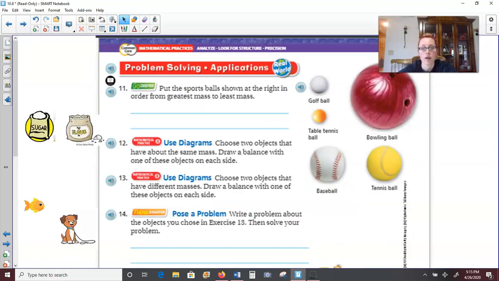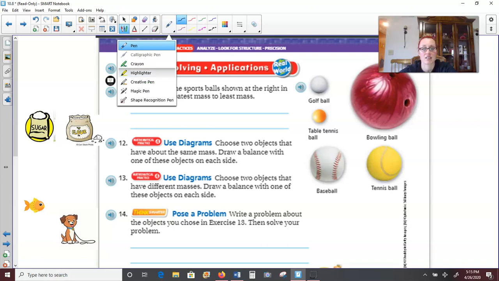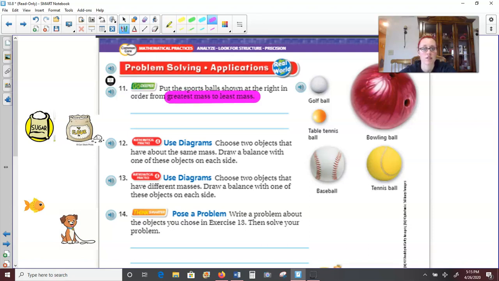All right. Moving right along, we are at our problem solving. And this is where I was talking about how we have to pay attention to not just the size of objects, but also what they're made out of, or thinking of our own real life experiences with some of these objects, because two things that are exactly the same size does not mean they are exactly the same weight. So we need to look at these sports balls and put them in order from the greatest mass to the least. So we're going from greatest to least.